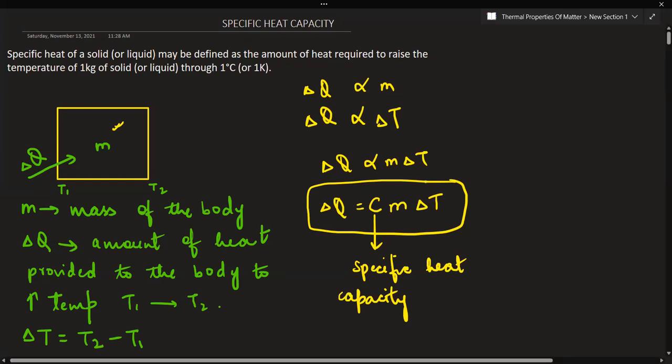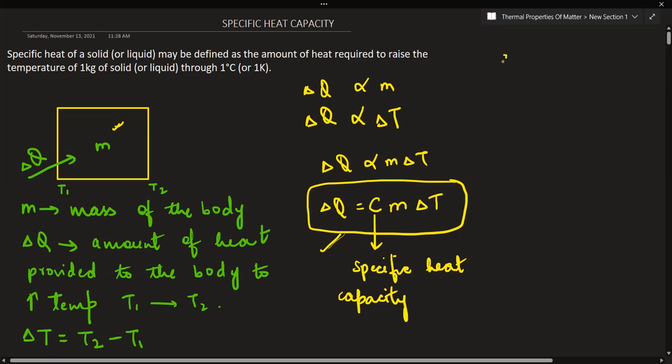So if I put mass as 1 kg and temperature difference as 1 degree Celsius, then specific heat will be equal to the heat supplied. So now see, how can we define it? Specific heat of a solid or liquid may be defined as the amount of heat required to raise the temperature of 1 kg solid or liquid through 1 degree Celsius or 1 Kelvin. So this is what is known as specific heat.